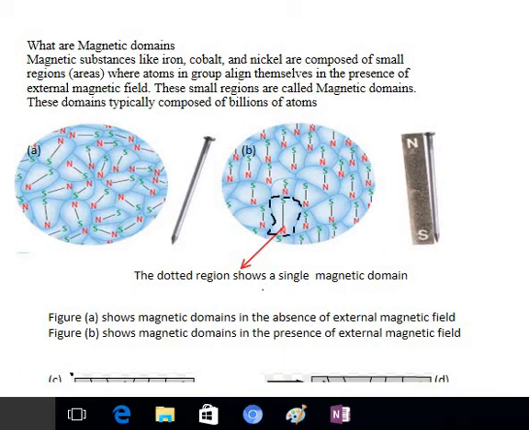In this lecture, we will discuss magnetic domains. That is, what are magnetic domains? Magnetic domains are small regions in a magnetic material. For example, you can see these regions.